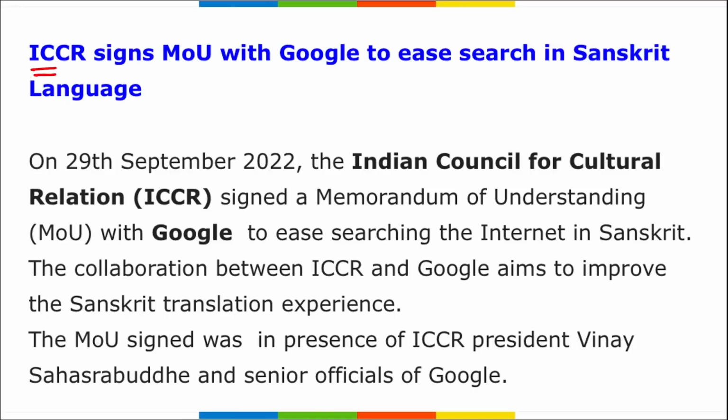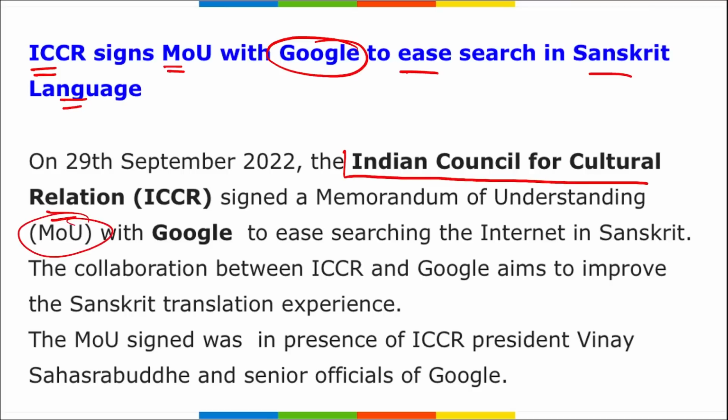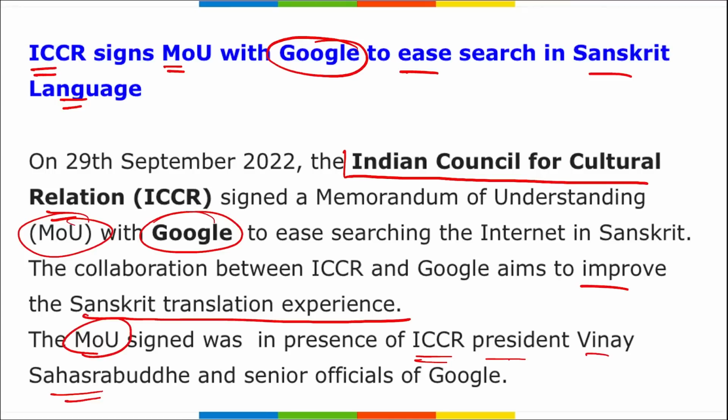Next, ICCR has signed a memorandum of understanding with Google to ease the search in Sanskrit language. That means ICCR, that is your Indian Council for Cultural Relations, has signed an MOU with Google so that people who are searching things on the internet find it easy. This collaboration between ICCR and Google will improve the Sanskrit translation experience. The MOU was signed in presence of ICCR President Vinay Sahasrabuddhe and senior officials of Google. So remember, in order to ease searching in the Sanskrit language on the internet, ICCR and Google together signed an MOU.